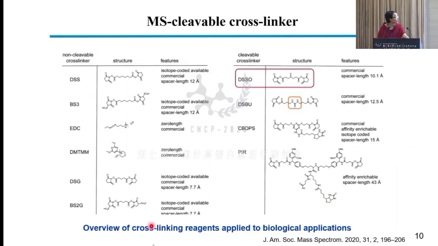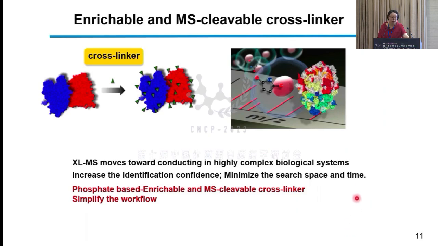This is our overview of cross-linkers applied to biological applications. As we know, XL-MS is moving toward being conducted in highly complex biological systems. How to increase the identification confidence and minimize the search space and time is very important. And our research interests focused on the development of phosphate-based enrichable and mass-cleavable cross-linkers. Also, methods to simplify the workflow of XL-MS.